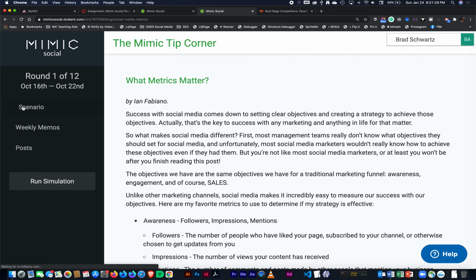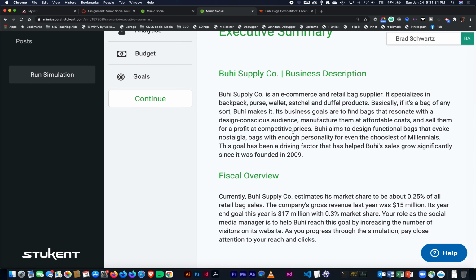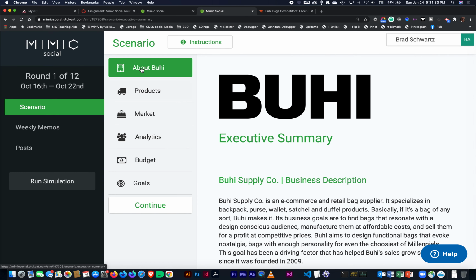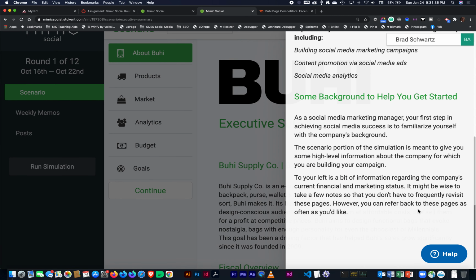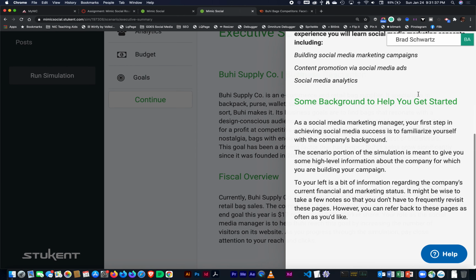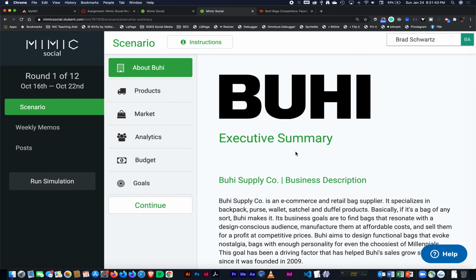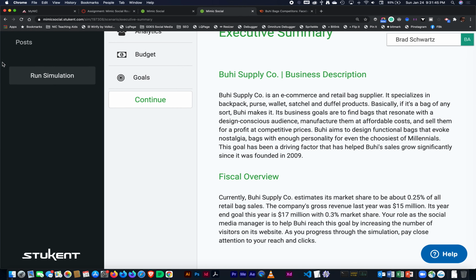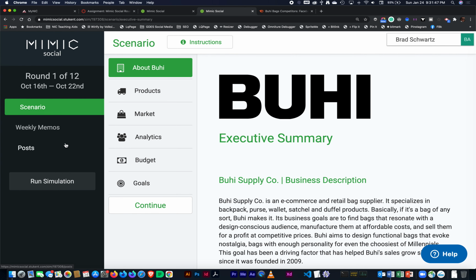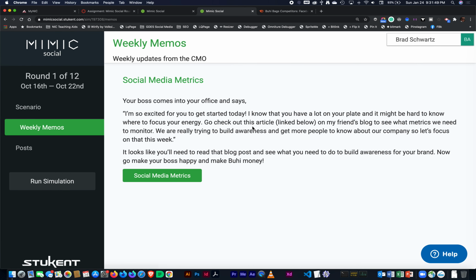So our scenario, if we take a look again at instructions, our boss has told us that we are looking at increasing our engagement here. So we're looking at building the brand awareness.